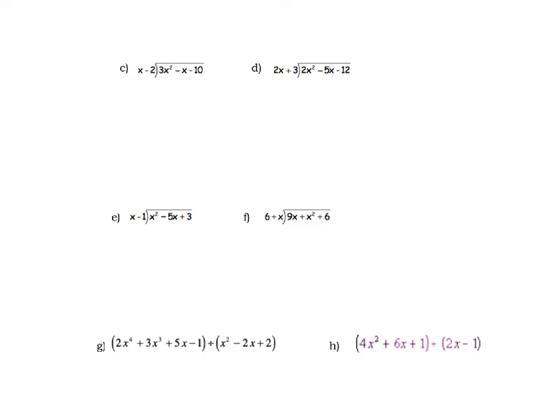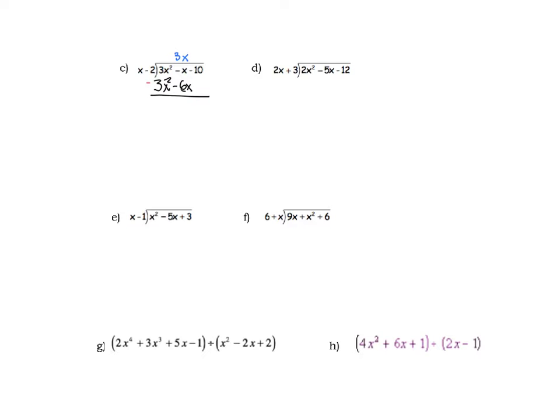All right, so looking at problem C here. So notice I got 2 terms on the outside. So x minus 2 is being divided into 3x squared minus x minus 10. I'm not missing any degrees, so I'm good to go. So first, starting off with x, how many times does x go into 3x squared? And that would be 3x times. So now I'm going to multiply 3x times x gives me 3x squared. And then 3x times negative 2 gives me minus 6x.